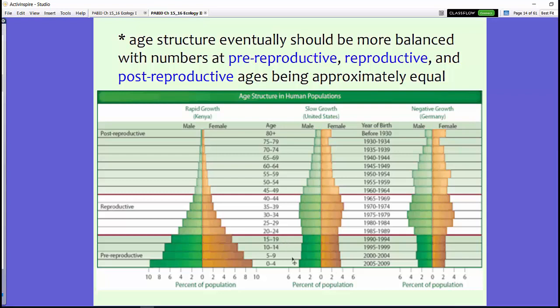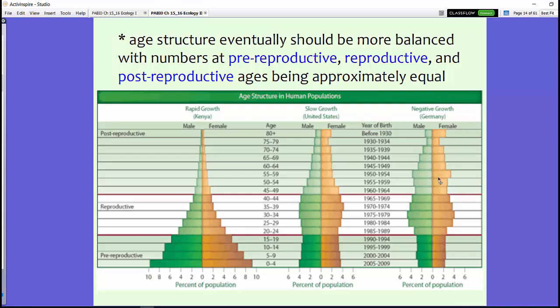But pre-reproductive ages, if you notice, are about ages 0 to 19. 20 to 44 is considered reproductive age, and then 45 all the way up to 80 plus is post-reproductive. What we see in this reproductive age is where typically most of our offspring is born, with parents of these ages. Now, of course, that's not true in all cases, but you'll see whatever patterns in the particular countries.